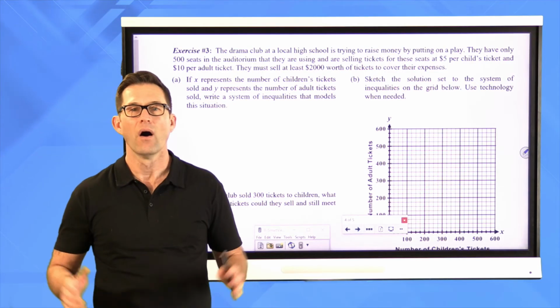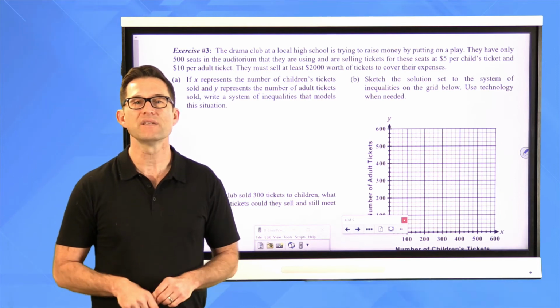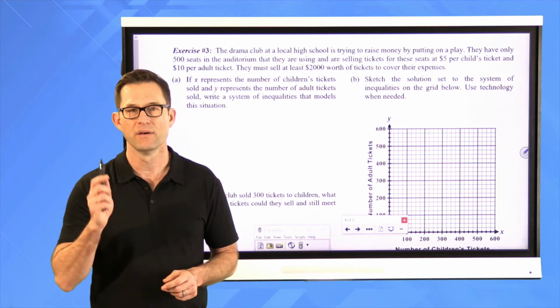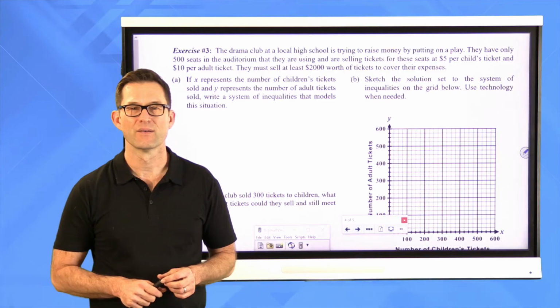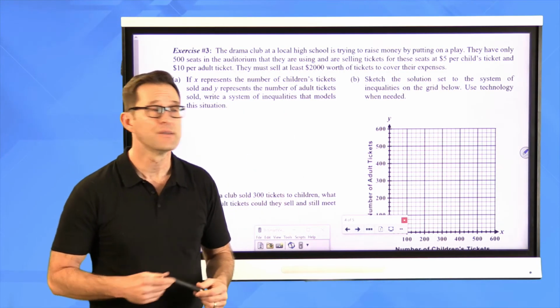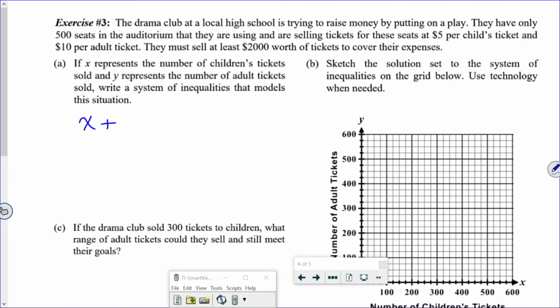Awesome. All right, well, this is very similar to the last problem, so I'd like you to pause the video now and see if you can write down a system. It's only going to involve 2 inequalities. Go for it. Well, to begin with, they only have 500 seats. So if I take the number of children's tickets sold and add to it the number of adult tickets sold, that's got to be less than or equal to 500, right?